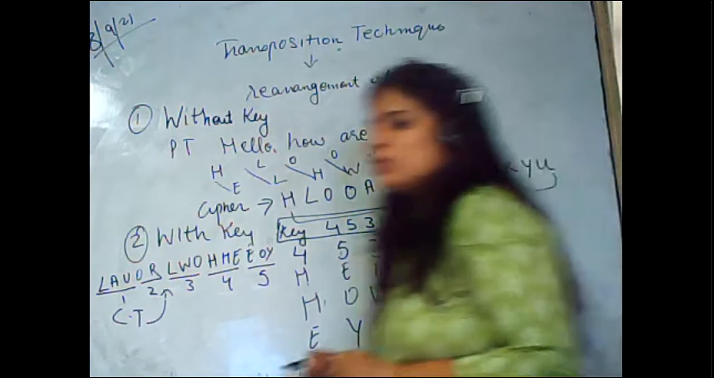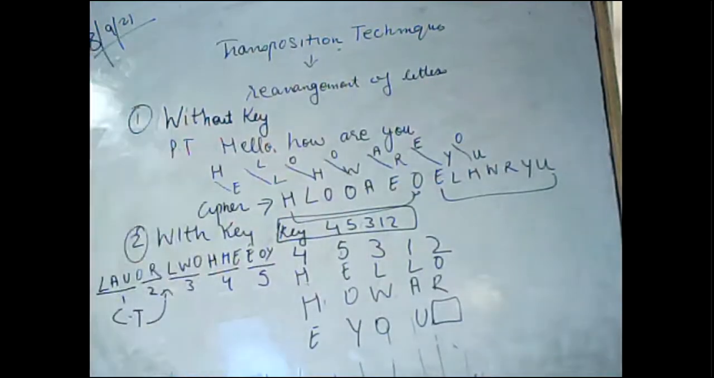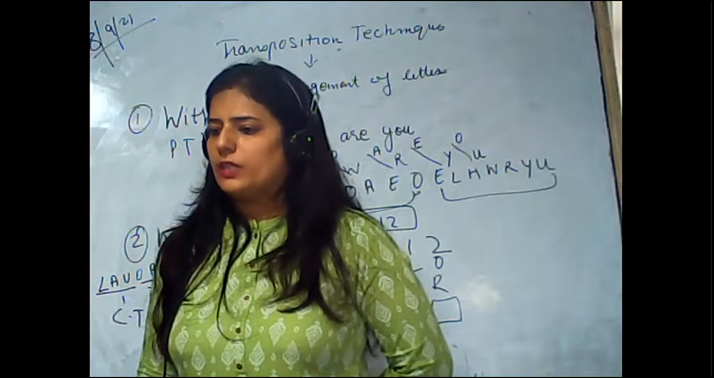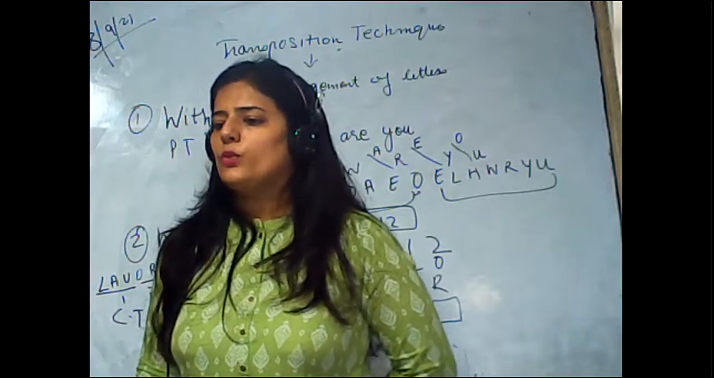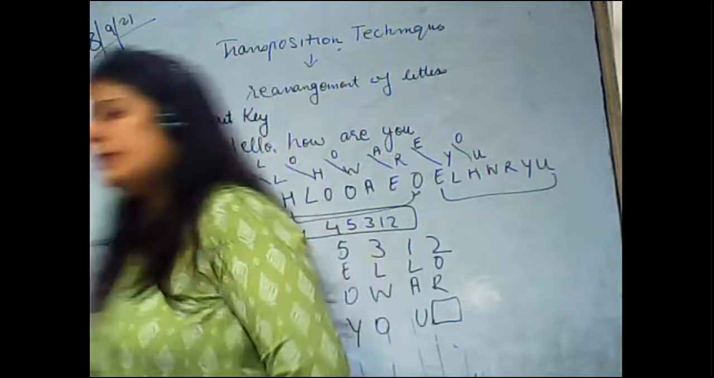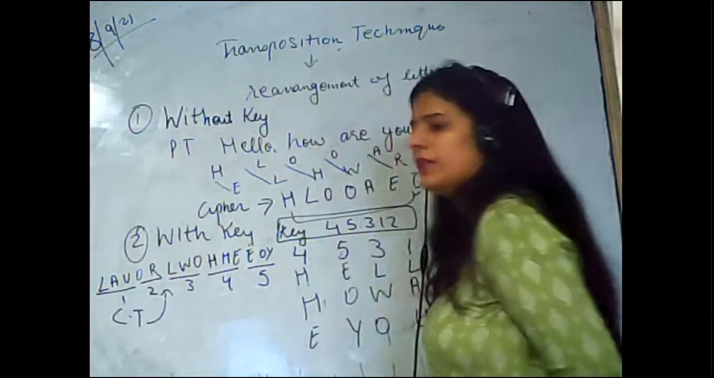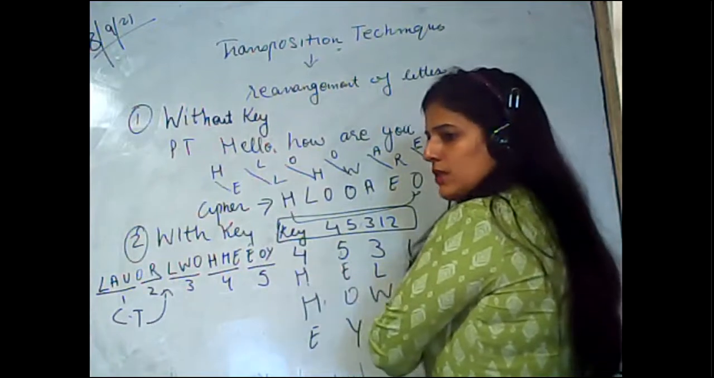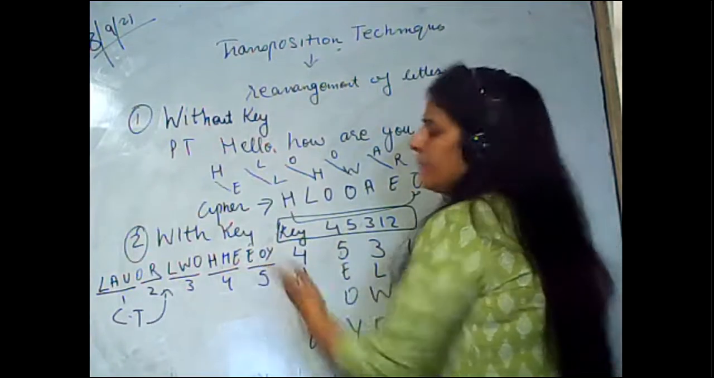Is it fine? So this was all about the two methods that we can use in transposition techniques. In transposition techniques, basically we rearrange the letters, with the key and without the key. Without the key, you just write all those elements in the diagonal way, and with the key, you are given some key values, and you adjust all those letters according to the key values, and after that you write all those elements out.